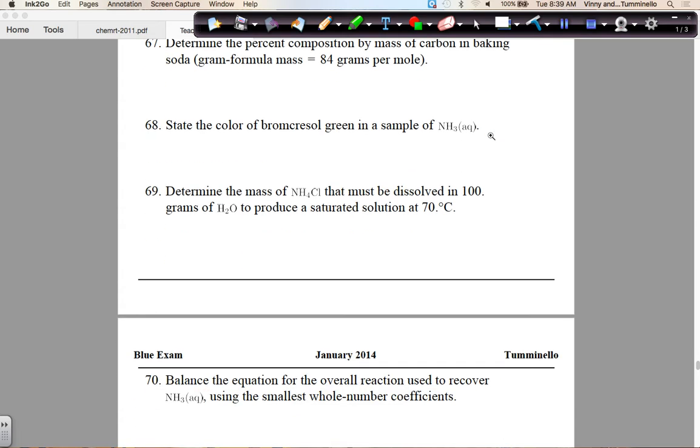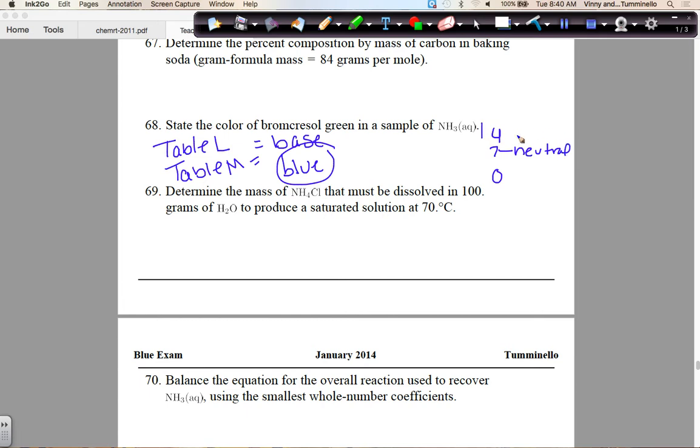It says state the color of bromocresol green in a sample of ammonia. Now on table L, ammonia is a base, and on table M, it tells us that bromocresol green is blue in basic pH. Basic pH, remember, is high. Acidic pH is low. 7 is neutral. Above 7 is base. Below 7 is acidic.